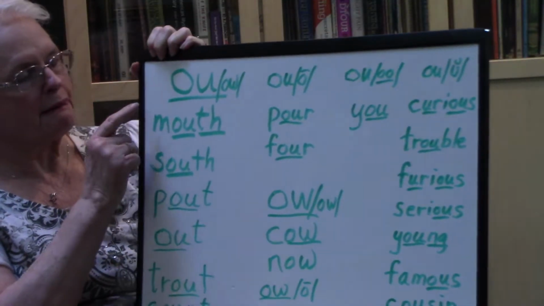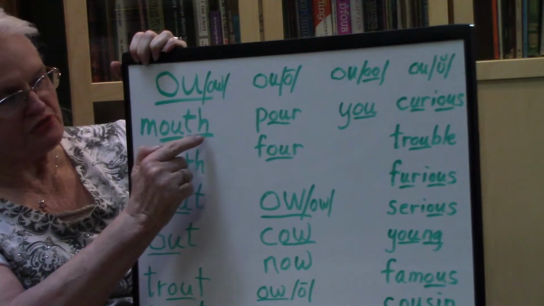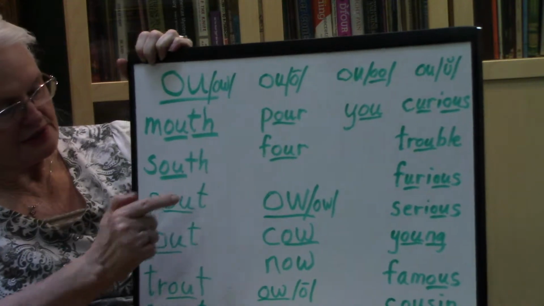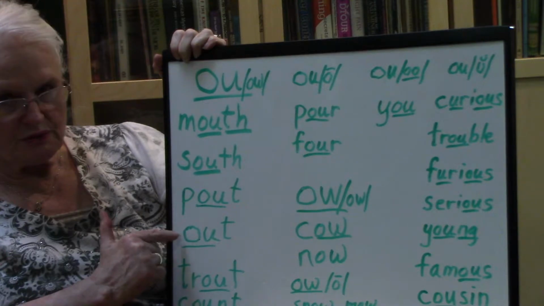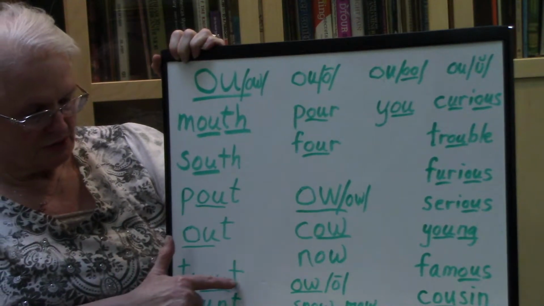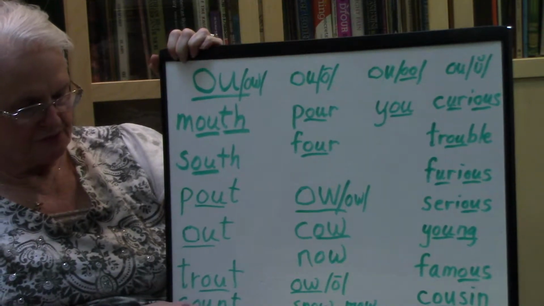So let's look at some words made with these sounds. We have ow as in mouth. Ow as in south. Ow as in pout. Ow as in out. Ow as in trout. And ow as in count.